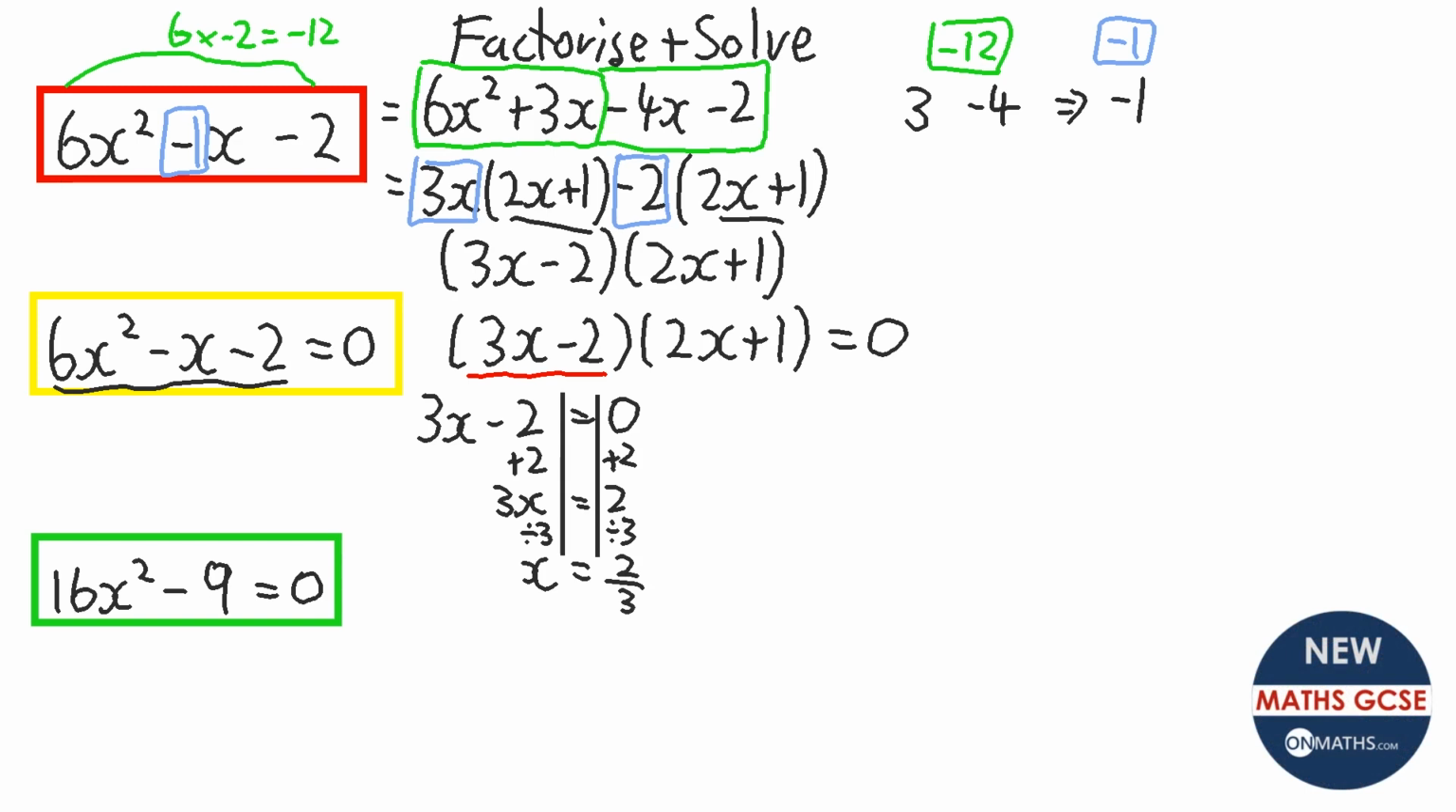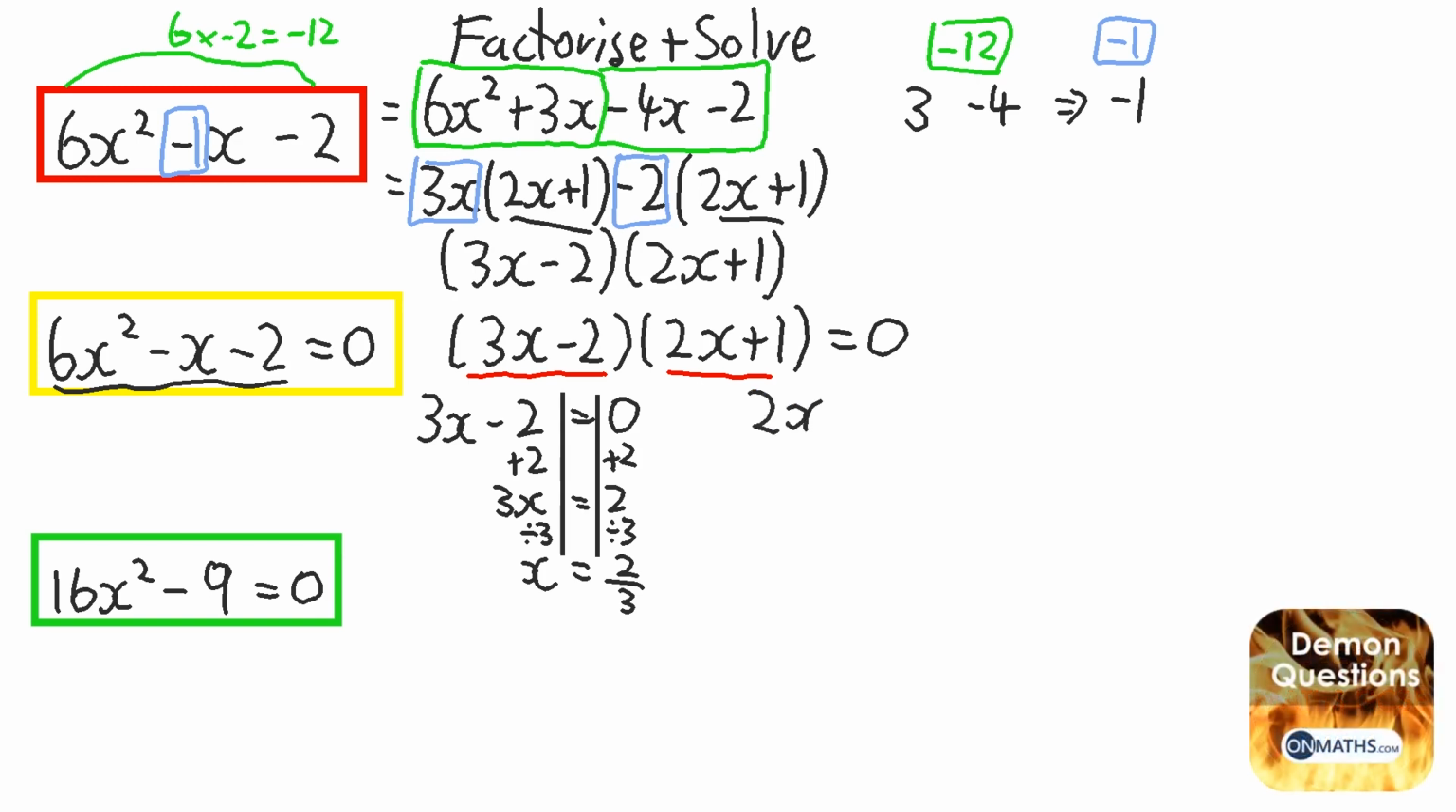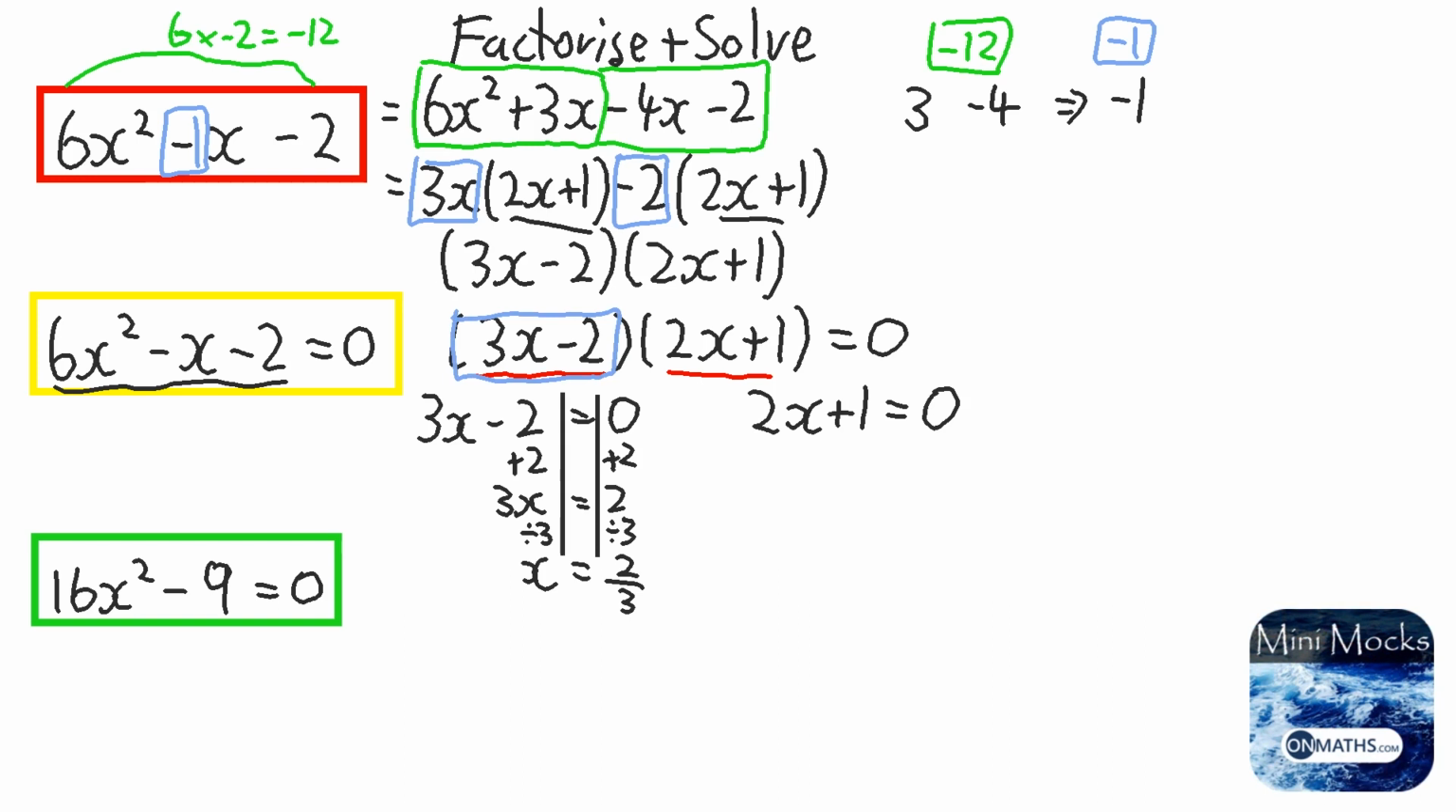Okay, I'm going to do the same with the right-hand bracket. So I'm going to write it out as an equation, but I'm going to get it equal to 0, and it's always getting equal to 0, because the only way we can get to 0 is if one of these brackets here, either this one or this one, equals 0. You can't get 0 any other way, apart from if you times by 0.